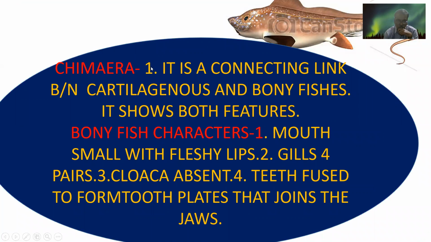The Chimaera, it is a connecting link between cartilaginous fishes and bony fishes. It shows both features, cartilaginous features as well as bony fish features. The bony fish features here are mouth is small with fleshy lips, gills 4 pairs, cloaca absent, teeth fused and form tooth plates that join the jaws.